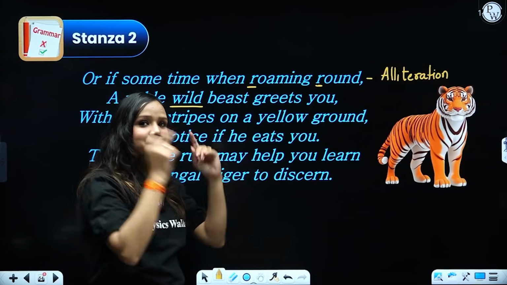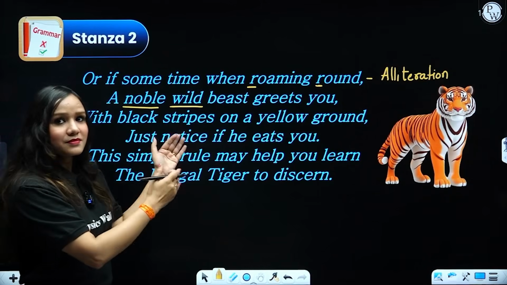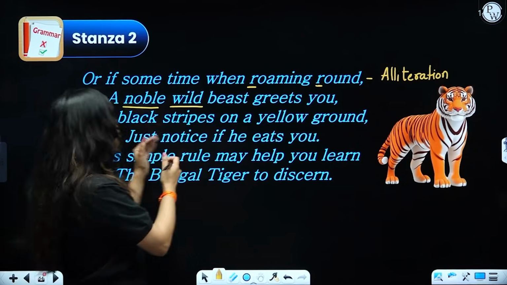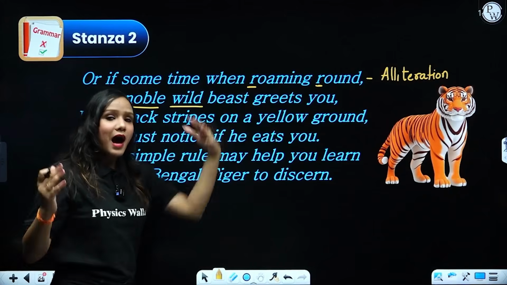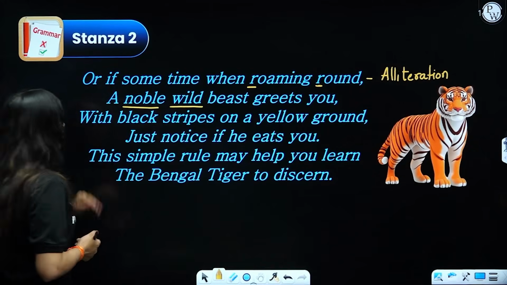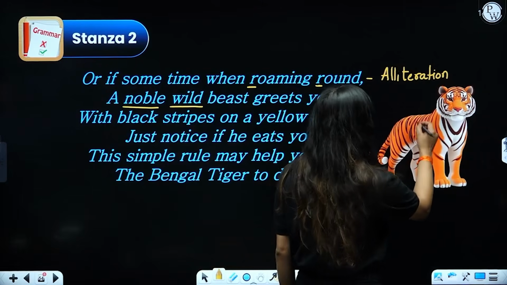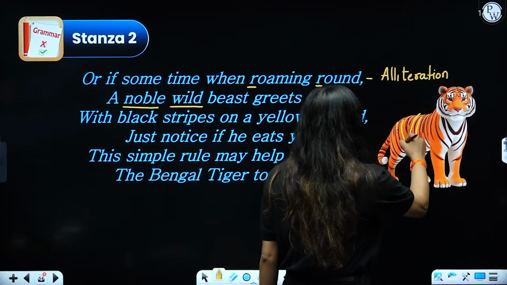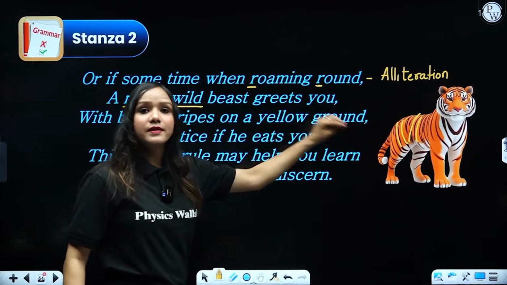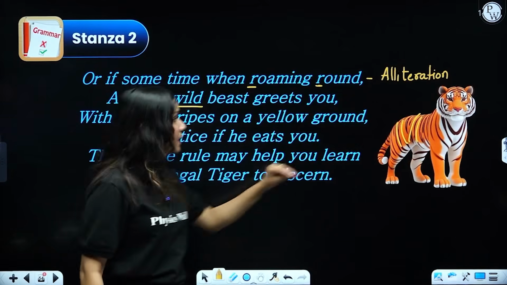So in the meantime, just use your brain and tell me. You can mention even in the comment section if you know this. Noble wild beast greets you. How can a wild beast be noble? Right? So now, what about black stripes on a yellow ground? As you really notice here, these black stripes, right? This is another distinctive feature of this particular animal. That means the Bengal tiger we are talking about, right?